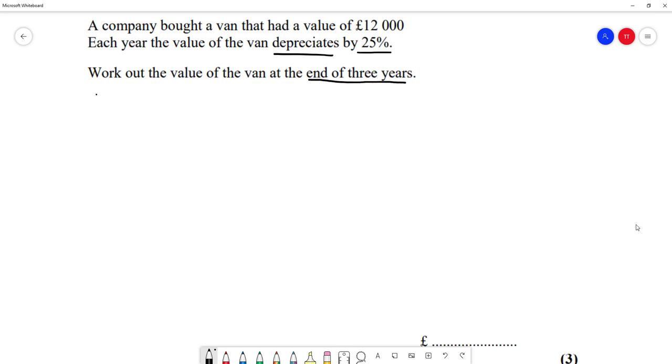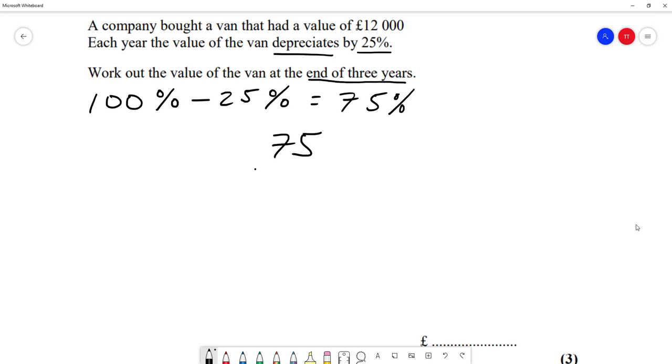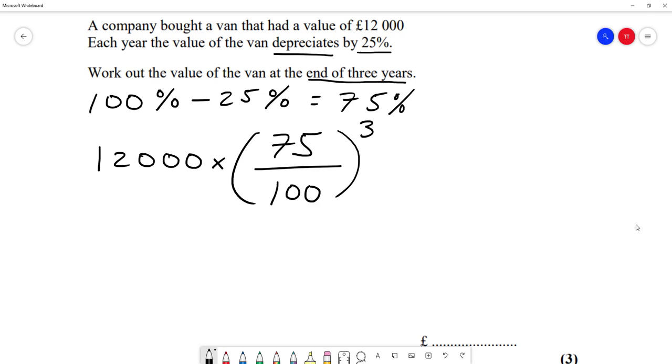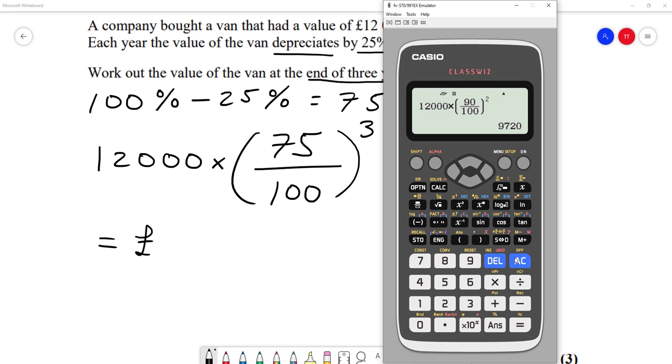So we do 100%, it's depreciation, so we minus 25%. That gives me 75%. So I do 75 over 100 raised to the power of 3, because 3 years, times by £12,000. Don't forget to round your answer to 2 decimal places.